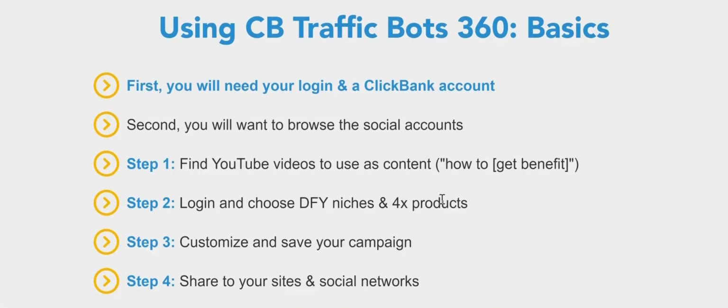Now, in the last video, it's kind of like a walkthrough where I explained the basics to using CB TrafficBots 360. In this video, I'm going to give you an actual demonstration of how to use the tool and how to start creating campaigns. So the first thing you'll need before you can proceed to start creating campaigns is a username and password, and above this video, under step 2, there will be a link to create an account which will allow you to then log in and start using the tool. That's the first thing you'll need.